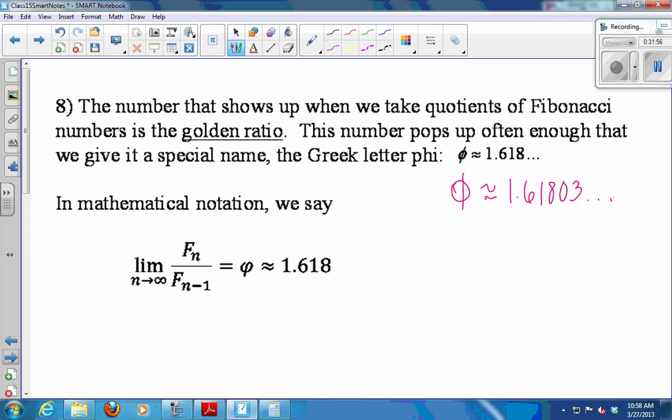It's spelled P-H-I. It's a Greek letter. But it's pronounced phi like F-E-E. Some people pronounce it differently. Just varies. I don't know which one is actually correct.